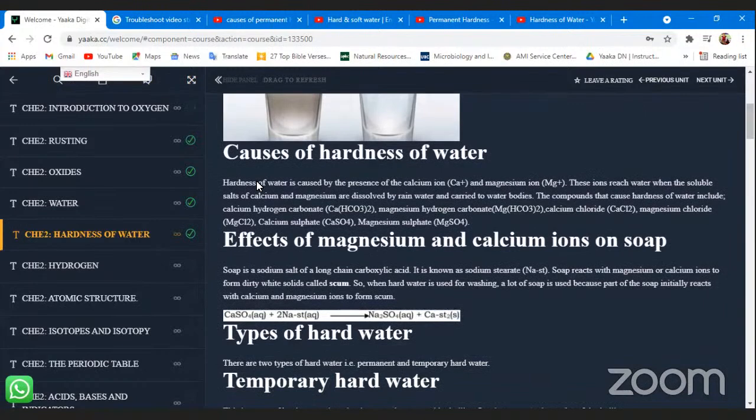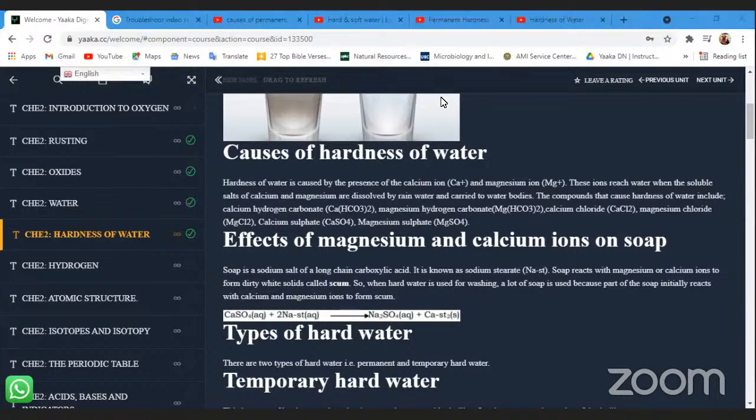And we can look at the causes of hardness of water. We have things like calcium ions. Okay. Try to highlight this. Calcium ions are key in causing hardness of water. Magnesium ions. Okay. Once these ions dissolve in water, these salts cause the water to be hard.